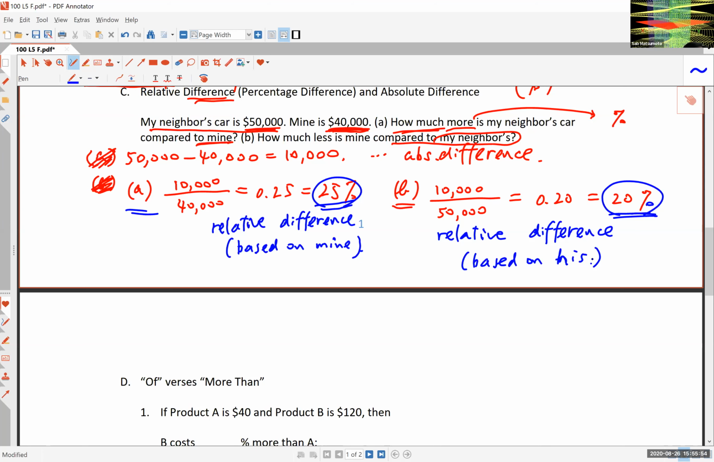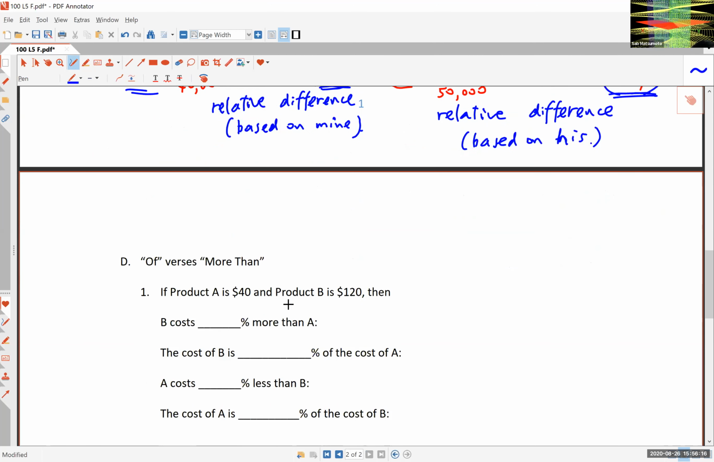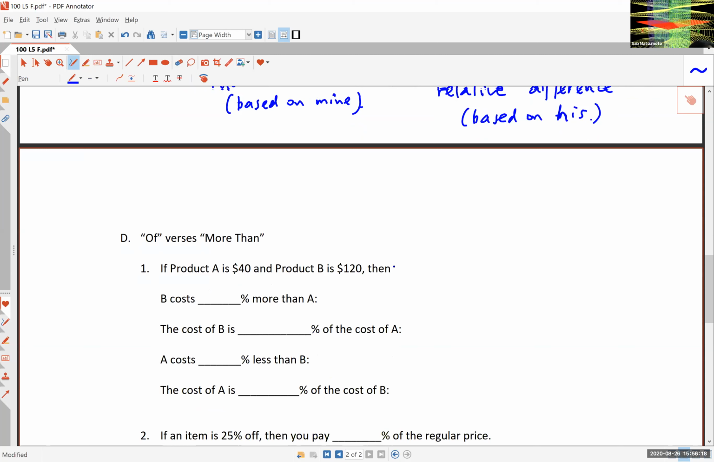Okay. So as difficult as it is, and I'll show you even something more complicated in just a minute, it is true. Let me just say this again. My neighbor's car is 25% more than my car. At the same time, my car is 20% less than his car. Okay. All right. I'm talking about the value or the price of the car.